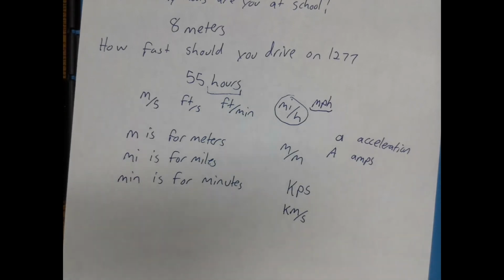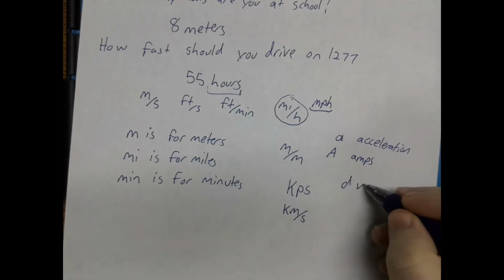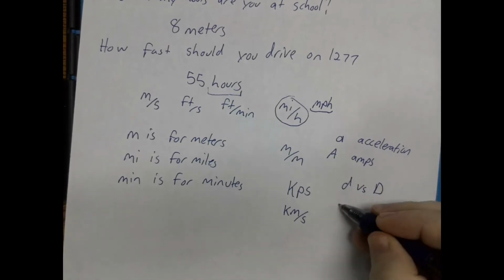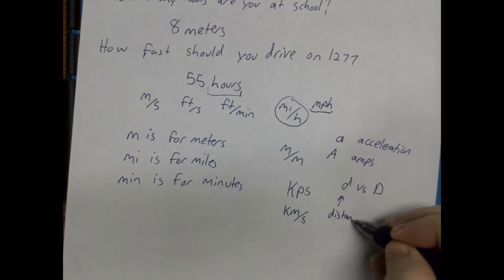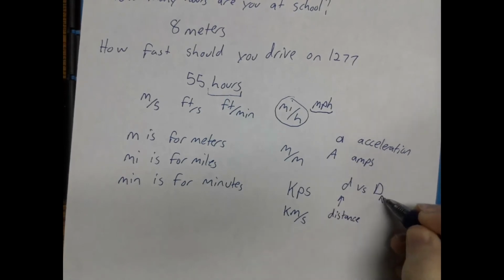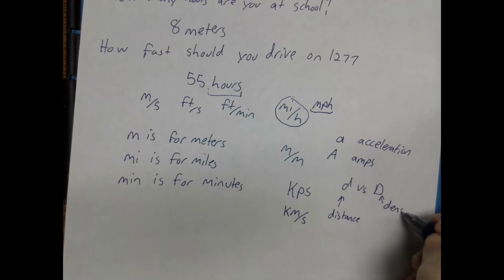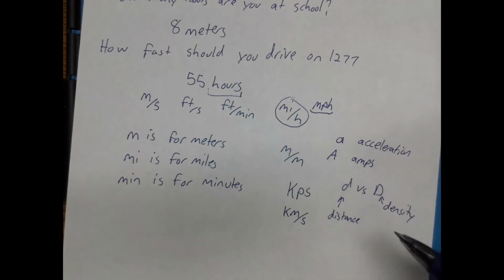Let's see. Another thing was d versus capital D. So lowercase d is for distance. Capital D is for density. Again, capitalization matters.